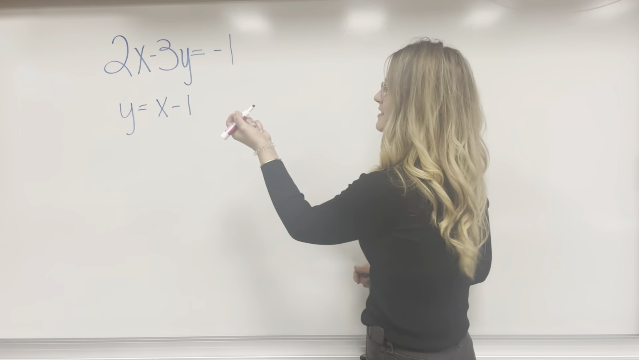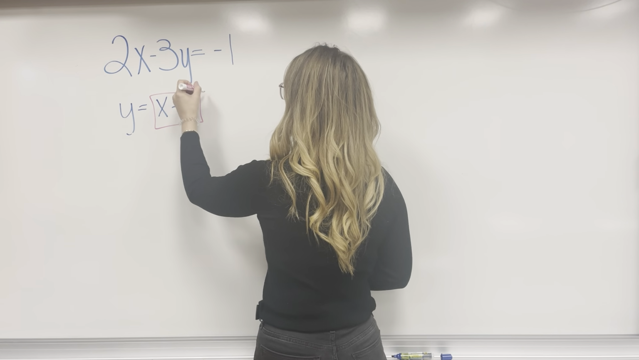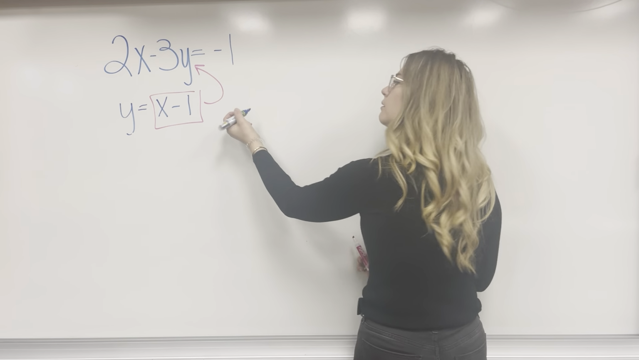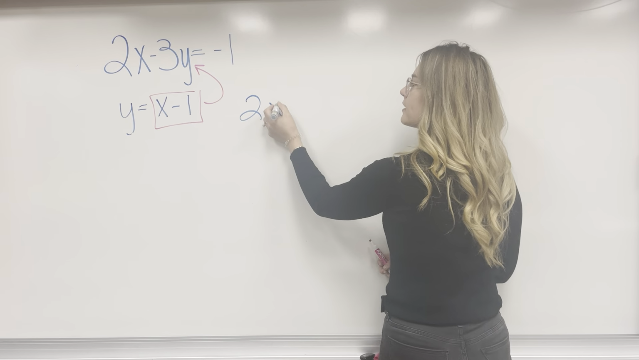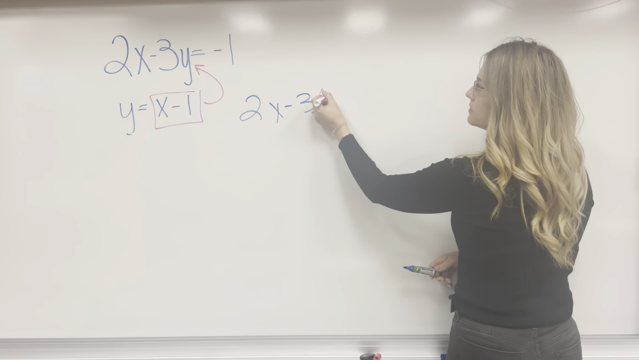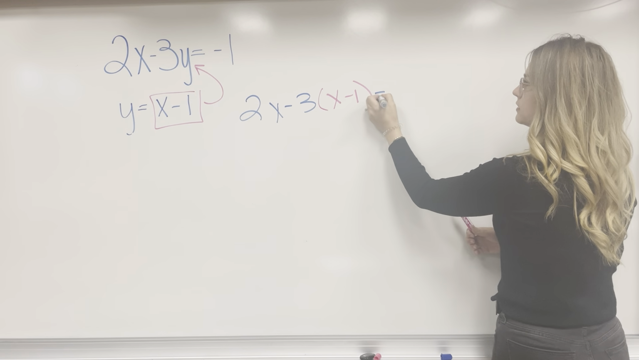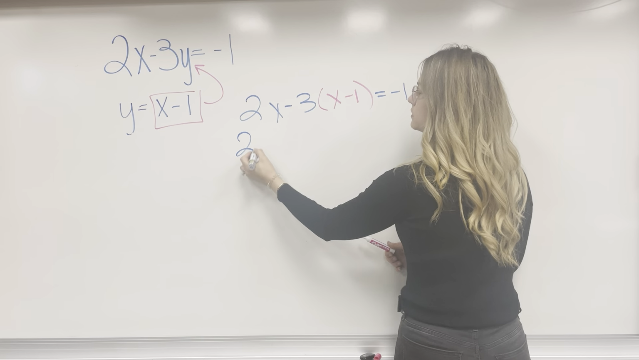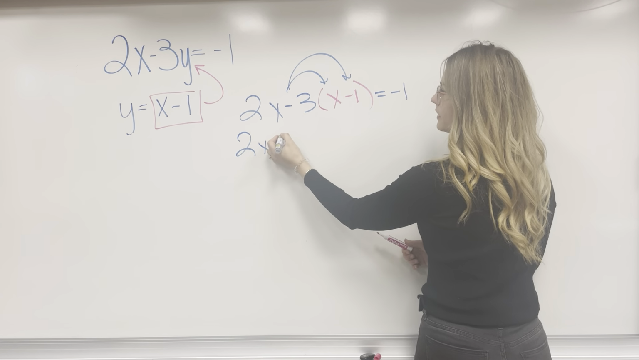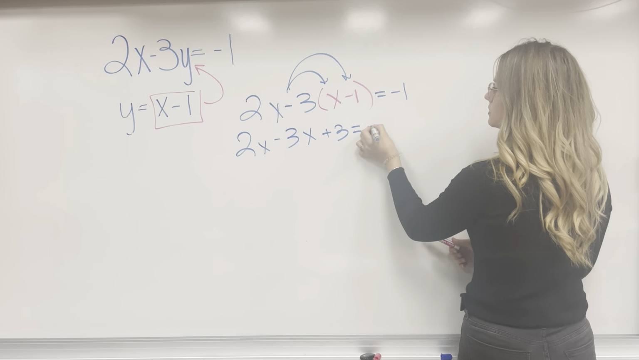Let's solve it. So I know that y equals x minus 1, so x minus 1 can be substituted in for that y. So now my new equation is 2x minus 3, and whatever y is, parentheses x minus 1, equals negative 1. 2x, I need to distribute, negative 3x, positive 3, equals negative 1.